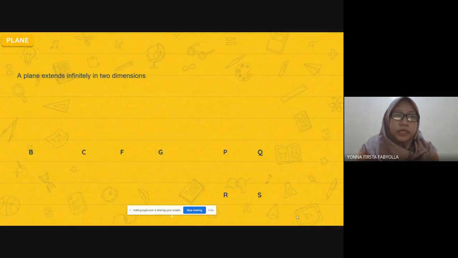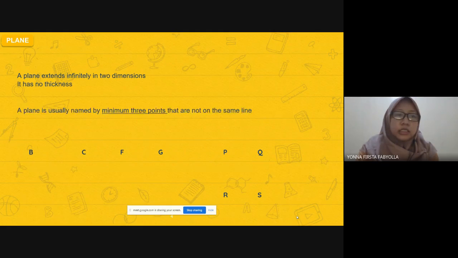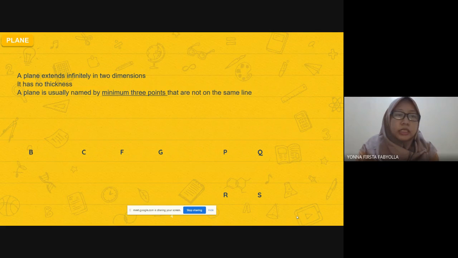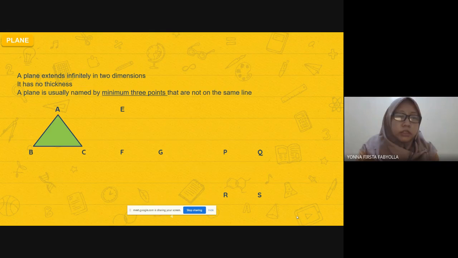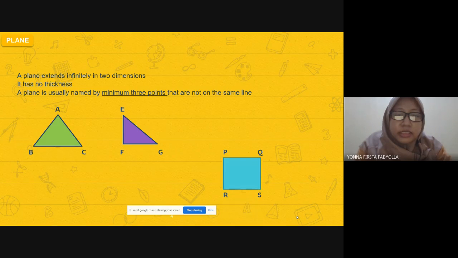Next is plane. A plane extends infinitely in two dimensions. It has no thickness. A plane is usually named by minimum 3 points that are not on the same line. Here I'll give you examples of a plane that has 3 points, that is equilateral triangle and right triangle. Here is a plane with 4 points.